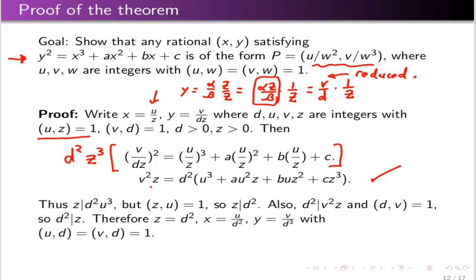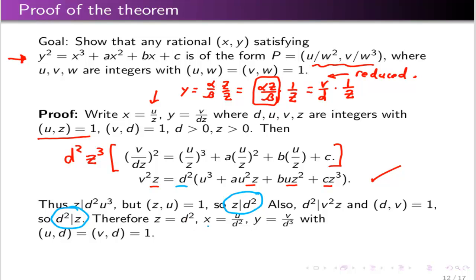So z is in every term and therefore it must be a divisor of the first term. But z is relatively prime to u, so by Euclid's lemma, z is a divisor of d squared. Also, I claim that d squared is a divisor of v squared z. So d squared times some integer equals this. Well, okay, that's trivial. And d is relatively prime to v, so d squared must be a divisor of z. So we've got z divides d squared divides z. These are positive numbers, so z must equal d squared.